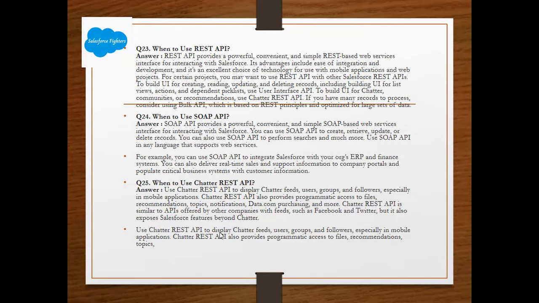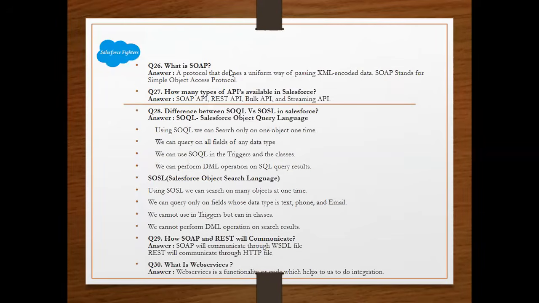The Chatter REST API displays Chatter feeds, users, groups, and followers, specifically for mobile applications. The REST API also provides programmatic access to files and recommendations of topics. Next question: what is SOAP? SOAP is a protocol that defines a uniform way of passing XML-encoded data. SOAP stands for Simple Object Access Protocol.